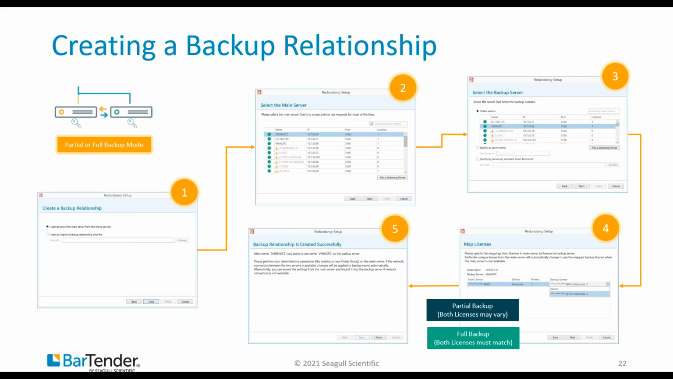And when this happens, when the main server, let's say, resumes operations, the failed over BarTender clients will automatically revert back to the main server. And likewise, if the situation is where the backup server goes offline, the clients that are connected to the backup server failed over to the main will then automatically revert back to the backup server when that server resumes operation.